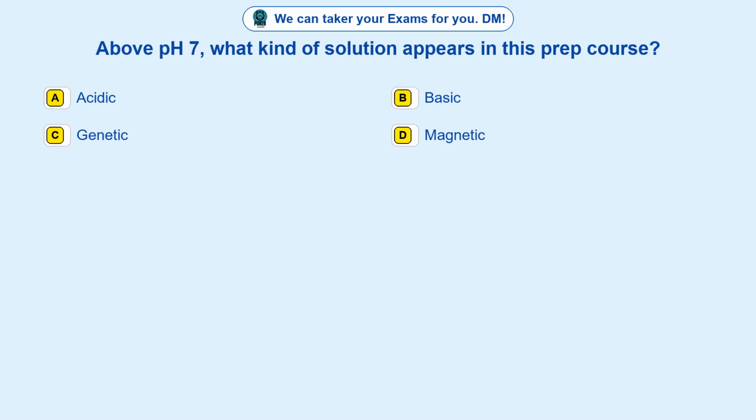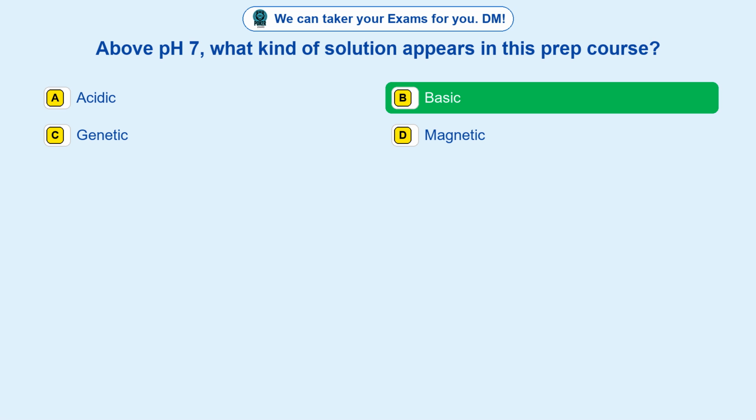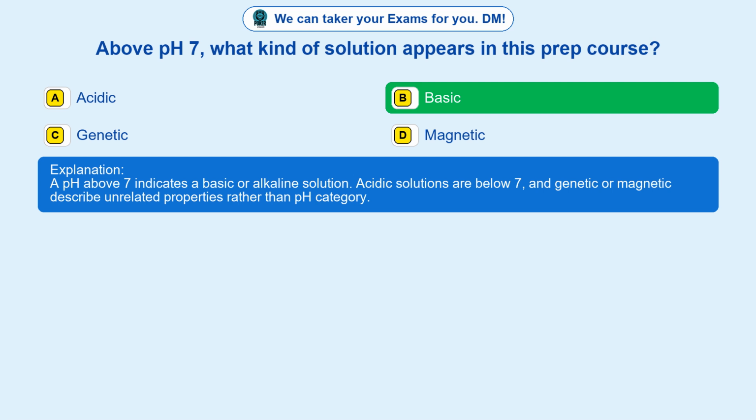Question 36. Above pH 7, what kind of solution appears in this prep course? Option A, acidic. Option B, basic. Option C, genetic. Option D, magnetic. The correct answer is option B. Basic. A pH above 7 indicates a basic or alkaline solution. Acidic solutions are below 7, and genetic or magnetic describe unrelated properties rather than pH category.